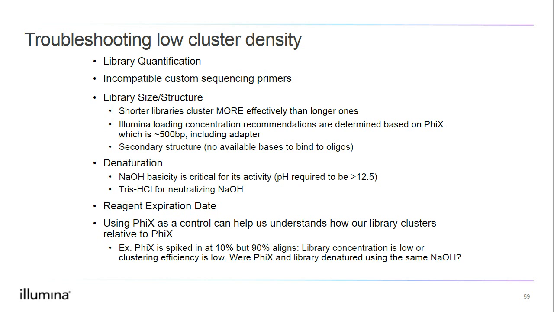Also check the Phi-X alignment. If Phi-X alignment was higher than expected, such as spiking in 10% Phi-X and obtaining 90% aligned, this high ratio of Phi-X to library indicates a low library concentration or poor library binding. The Phi-X denaturing steps can also help troubleshoot the library, because if one is affected and the other is not, this can help pinpoint where the library denaturing issue occurred.